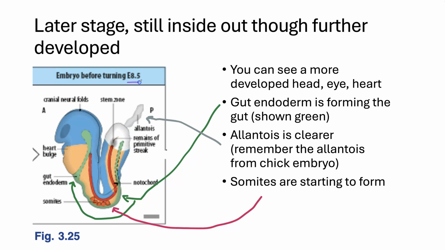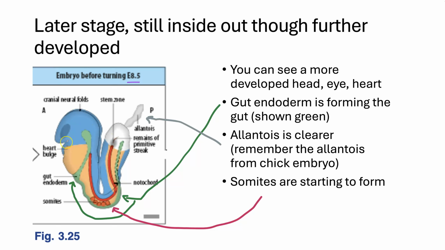So this is a day later, and you can see that there's been a lot of development. Those neural folds, all the stuff around the outside has been picked away. So you can't see, for example, the chorion or the amnion or any of those structures. You can see the allantois. It's a bit clearer because the other stuff has been picked away. And this shows you the elaboration of the head folds.